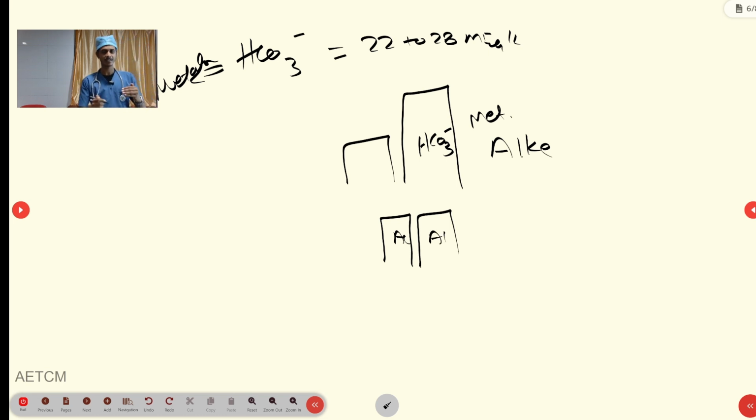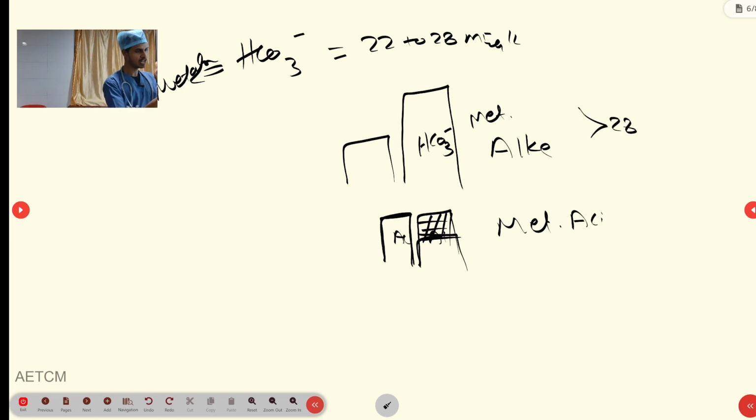Whenever the body loses more bicarbonate through the kidney, that is the condition called bicarbonate deficit. At that time, the acid level will be higher than the alkali level. That is the condition called metabolic acidosis. In other words, metabolic alkalosis means the value will be more than 28 milliequivalents per liter, and metabolic acidosis means the value will be less than 22 milliequivalents per liter. So this is how the values will be for respiratory acidosis and alkalosis, and metabolic acidosis and alkalosis.